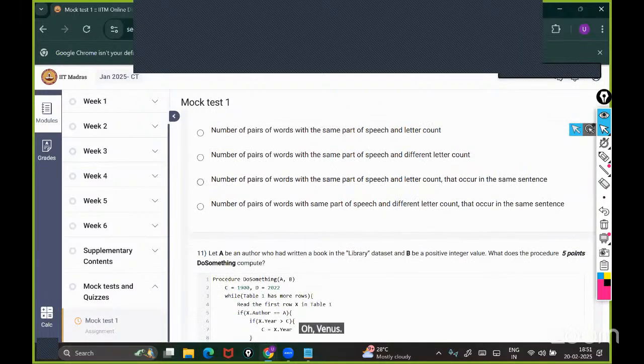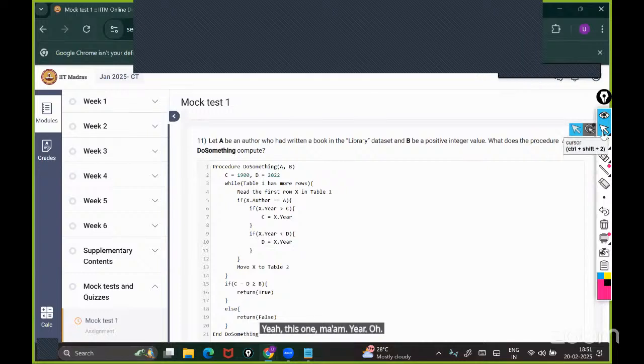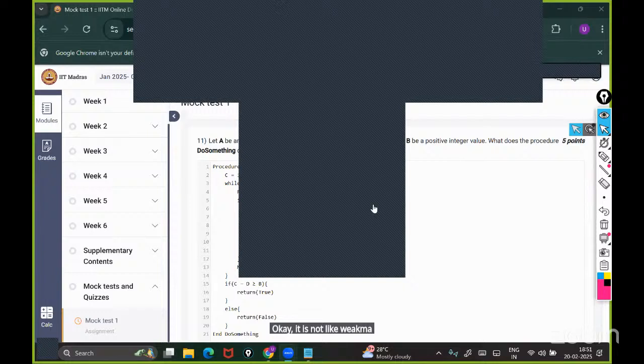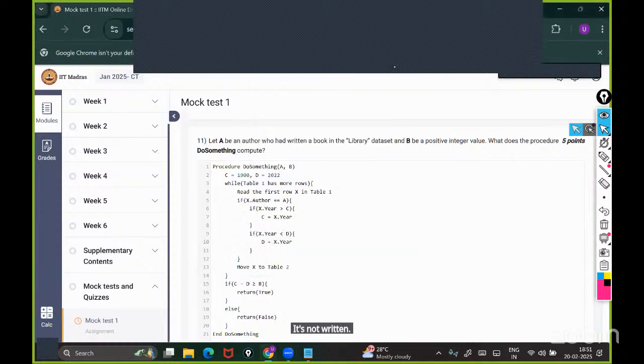And this mock test is for which week? This one, ma'am. It is not like a week. You can just find here, it's given as mock test. It's not graded. This is upcoming, right? So for that. Okay.